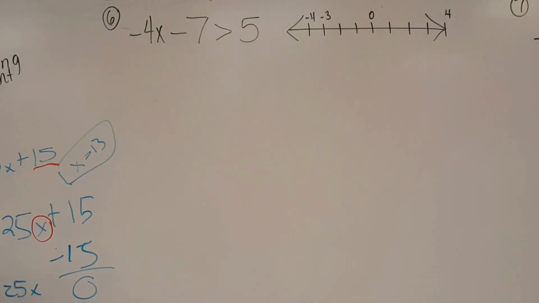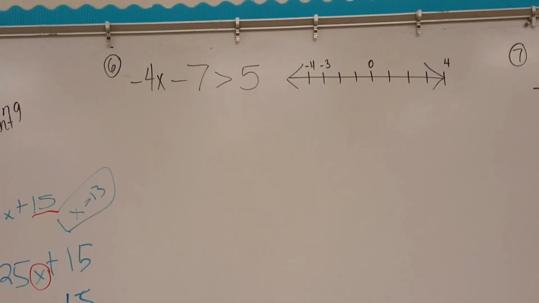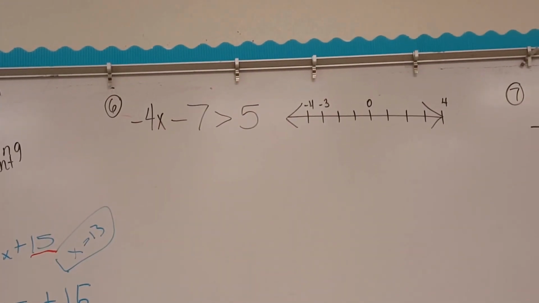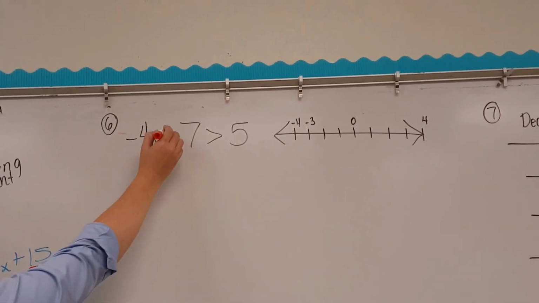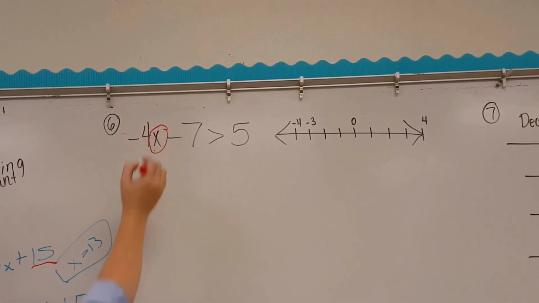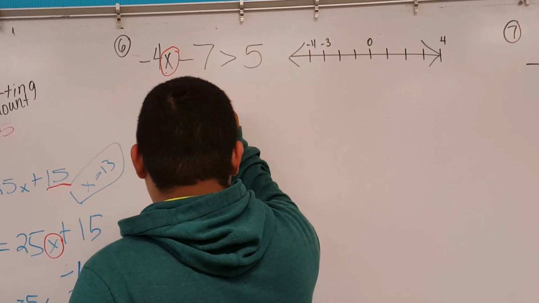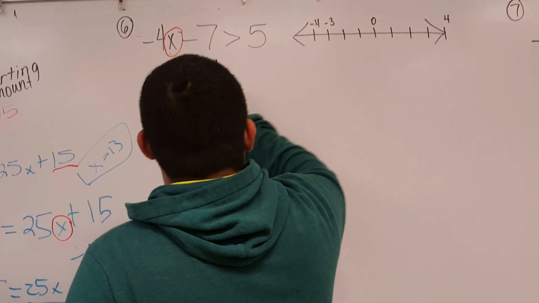Solve the equation and then graph the solution. Negative 4x minus 7 is greater than 5. Okay, so again, we want to get a variable by itself. So what is the first thing that we're going to do, Horatio? Gonna add 5 to both sides. No, add 7, my bad.